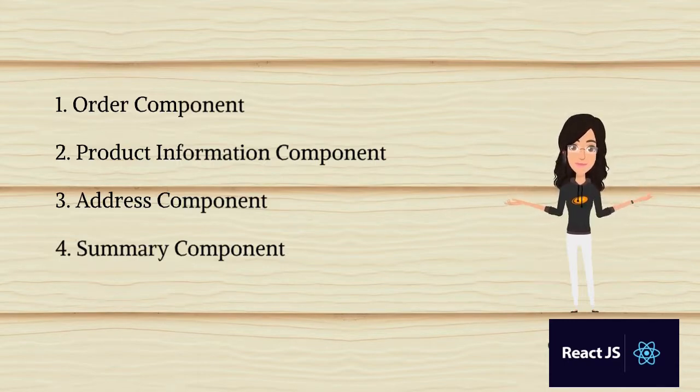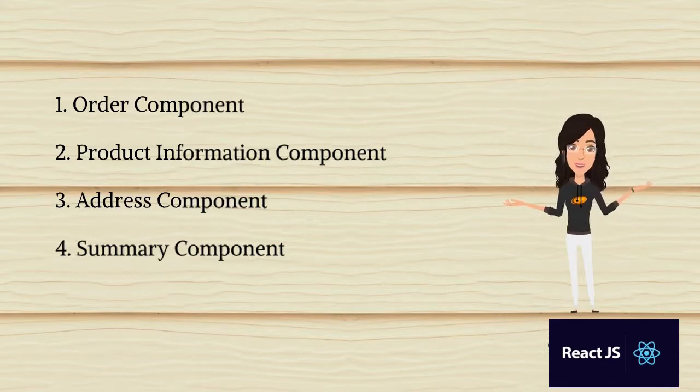This way the data is stored in state by the parent component, and we also meet another important principle: that there should be a single source of truth for any data that changes in a React application. In order to achieve this, we will create four components: order, product information, address, and summary component. The order component will be the parent component, and the rest are child components of the order component.